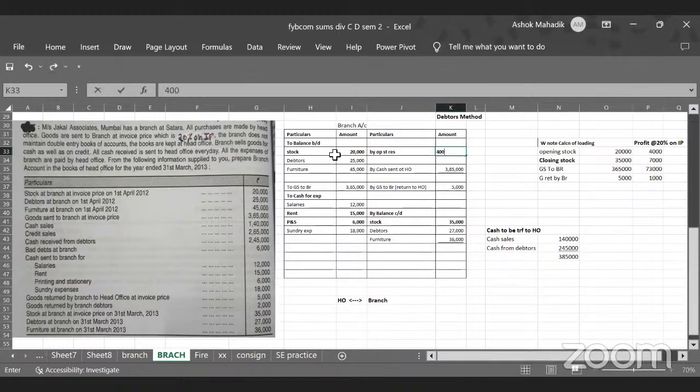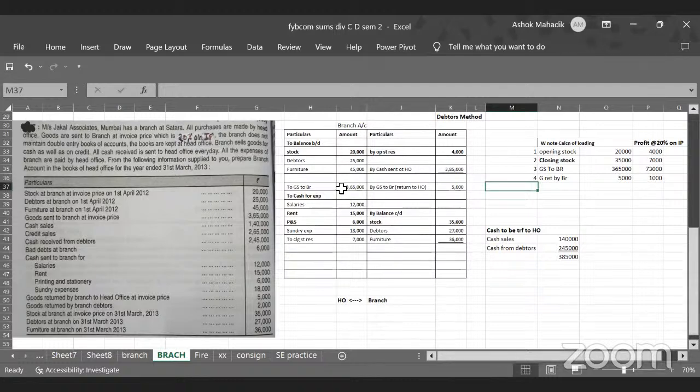That's it. Okay. Then closing stock. Closing stock is on the credit side, 35,000. So its reserve will appear on the debit side. I'll write to closing stock reserve. How much is the amount? 7,000.